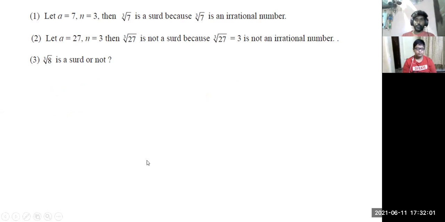So now you can identify which is a surd and which is not a surd, correct? Okay, I'll give you a few more examples. You tell me whether it is a surd or not a surd. Square root 25. It's not a surd, sir. Okay, good.